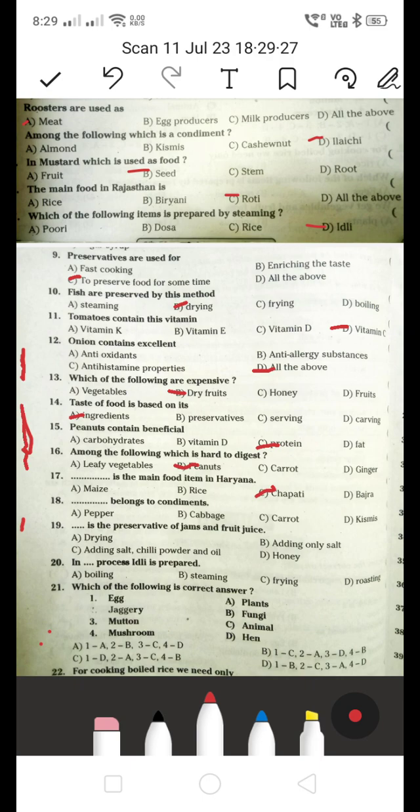Dash belongs to condiments. Is it pepper, cabbage, carrot, or kismis? Which belongs to condiments? It's kismis. Kismis belongs to condiments.